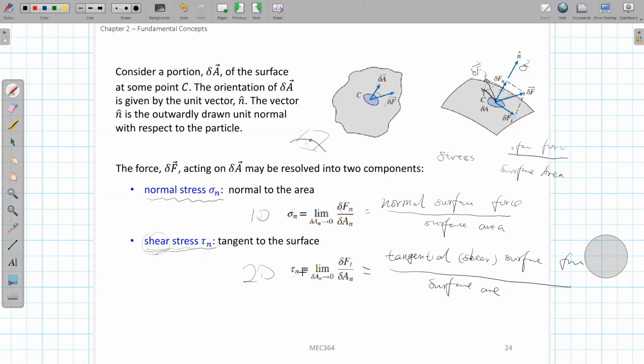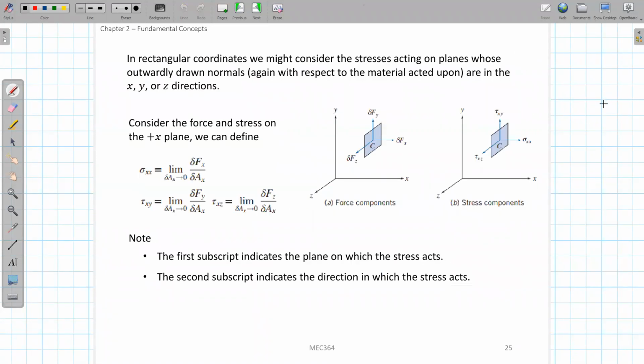Okay, let's try to make it simpler. Think about this point C here, and on this area, assume that the normal direction on this x, y, z plane will be the positive x direction, and the tangential surface will be formed by this y, z plane. In this case, if we define the normal stress, we can still use delta fx over delta ax.